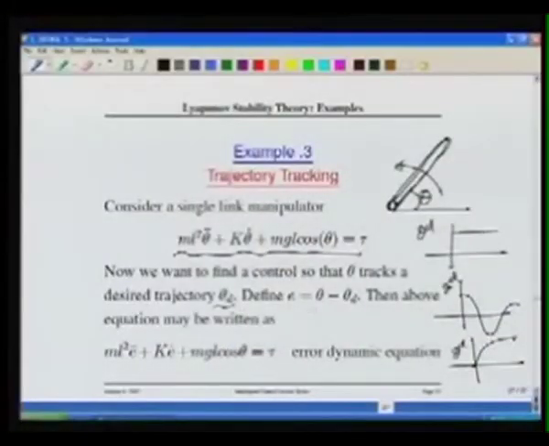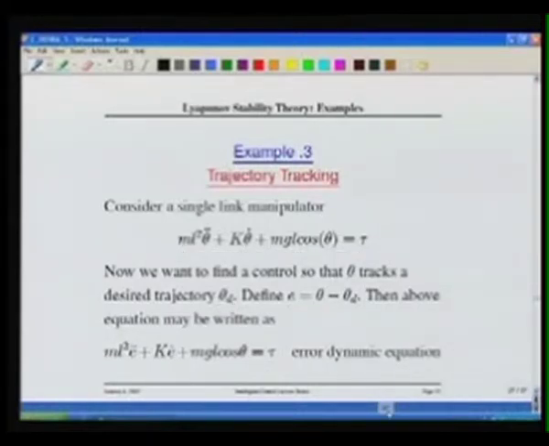So, by putting E equal to this, we can show that the error dynamic equation is ml square E double dot plus k E dot plus mgl cos theta equal to tau. So, this is an example that will show an application to controller design using Lyapunov stability theory.